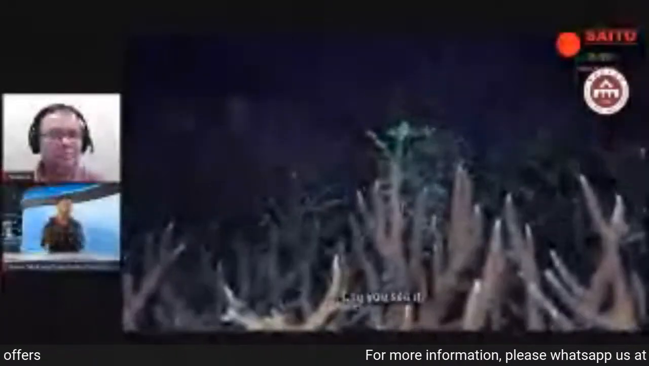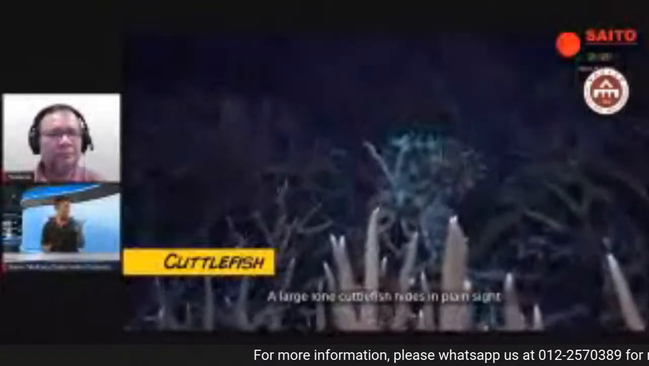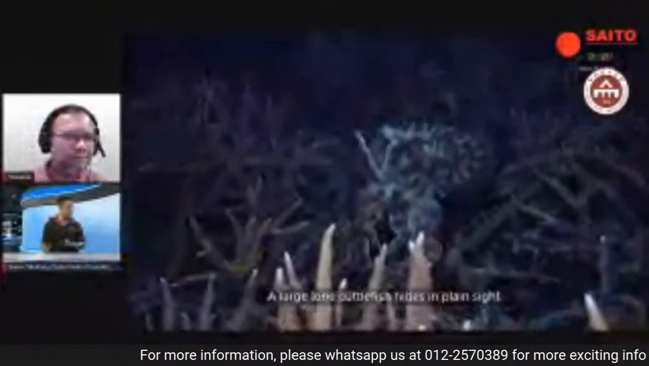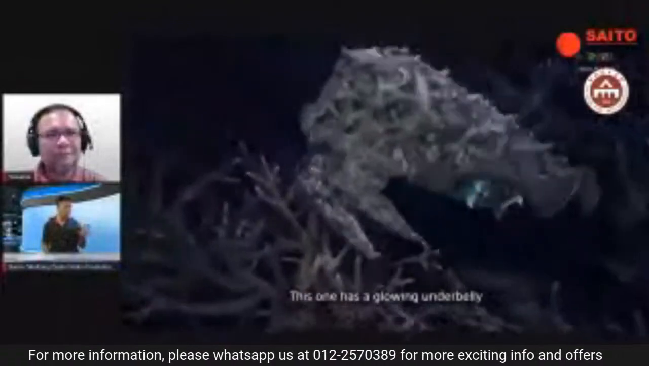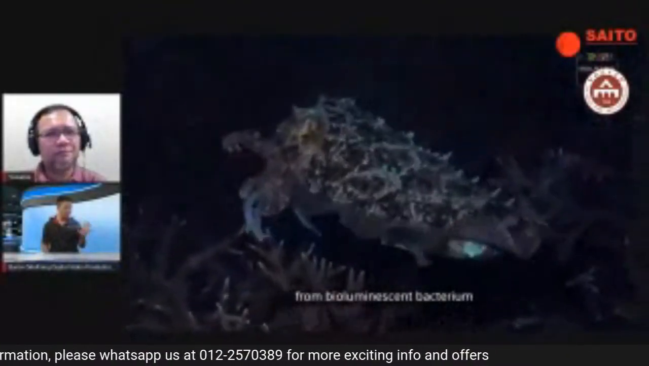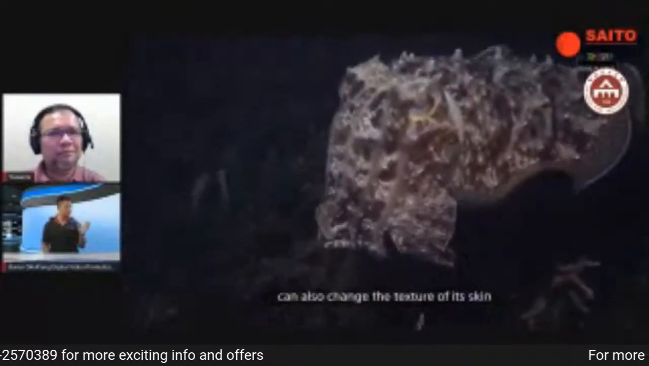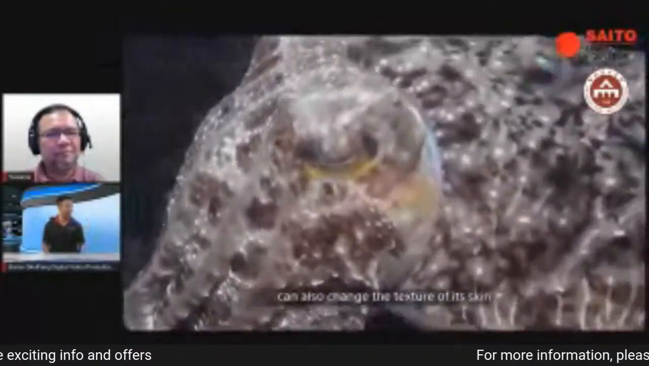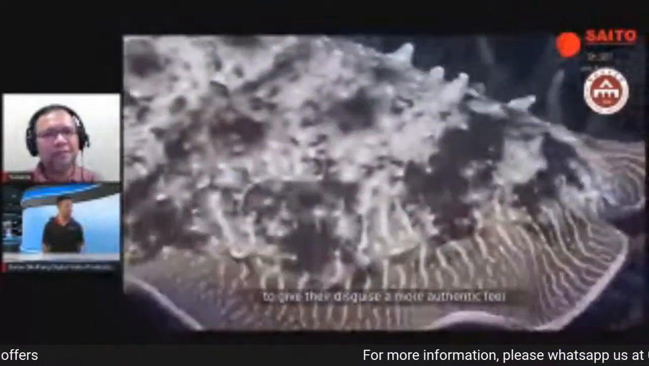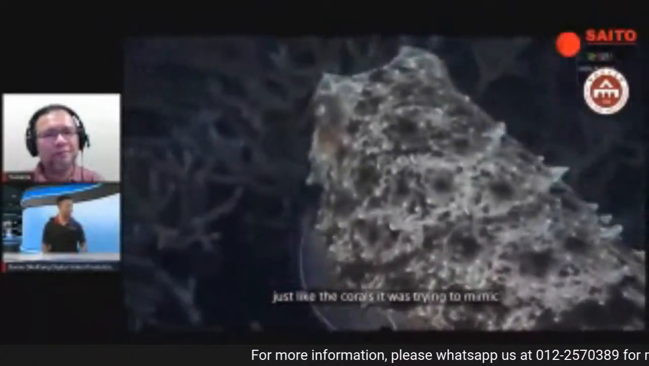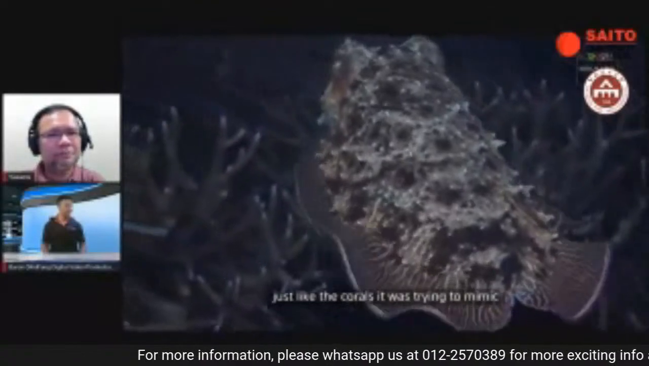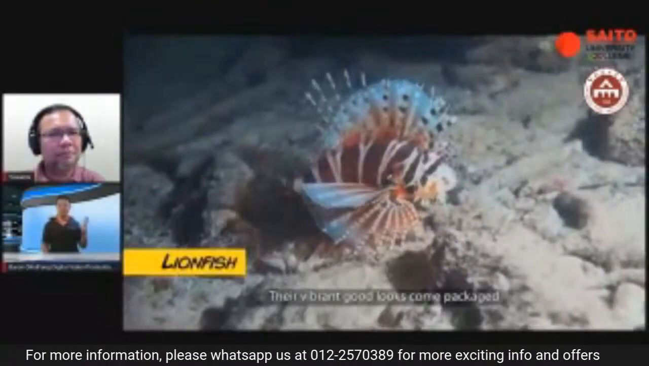You have to know your limits, especially. This guy over here, in plain sight. This one, he is not dangerous, he's pretty timid, and you won't know if he's just right next to you, because this cuttlefish is a master of disguise. It even adjusts its look to give the disguise a more authentic feel, just like the corals it was trying to mimic. This guy can be just right next to you, you won't even know about it.